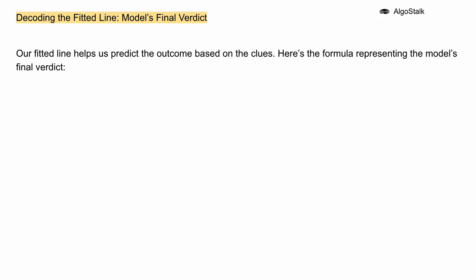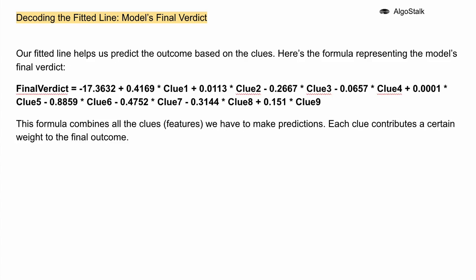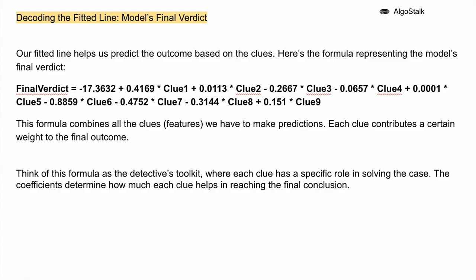Here's the formula representing the model's final verdict. This formula combines all the clues. We have to make predictions. Each clue contributes a certain way to the final outcome. Think of this formula as the detective's toolkit, where each clue has a specific role in solving the case. The coefficients determine how much each clue helps in reaching the final conclusion.